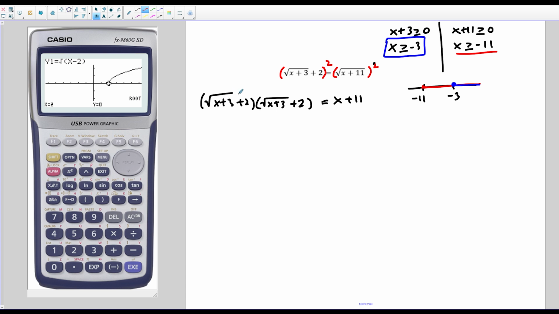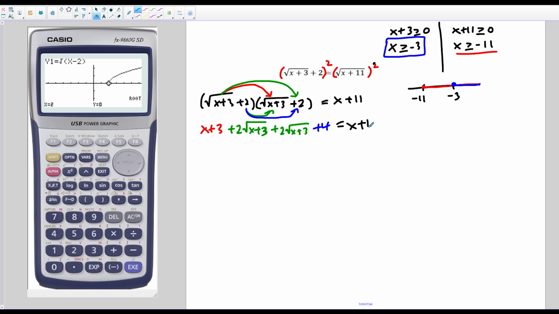And we're going to use our distributive property to multiply these out. The square root of x plus 3 times the square root of x plus 3 is just simply x plus 3. And maybe I will do this in a different color just so we can keep track of what we're doing there. So the square root of x plus 3 times the square root of x plus 3 is just x plus 3. The square root of x plus 3 times 2 gives me plus 2 times the square root of x plus 3. And the same thing over here, 2 times the square root of x plus 3 gives me another plus 2 root x plus 3. And then finally, 2 times 2 is just 4.